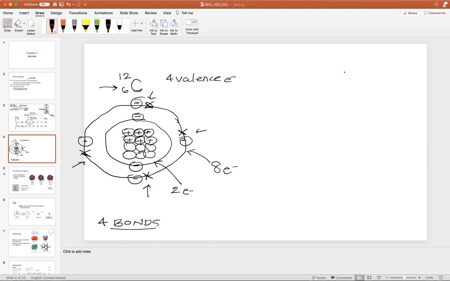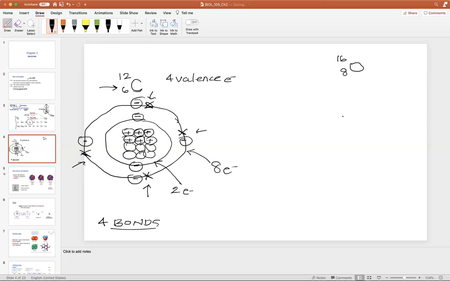Let's look at another example. Let's talk about oxygen. I happen to know from years of study that oxygen, the chemical symbol is O, that the atomic number is 8, and that the mass number is 16. So let's draw that particular item.